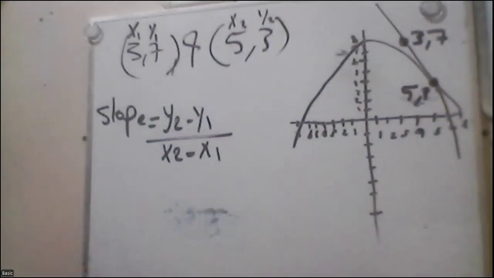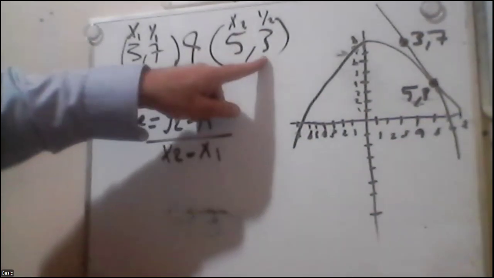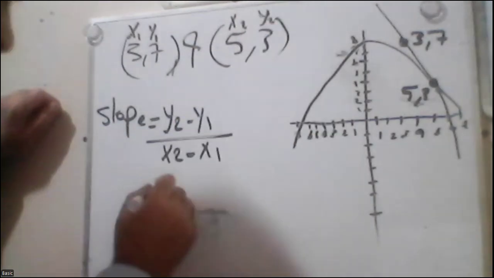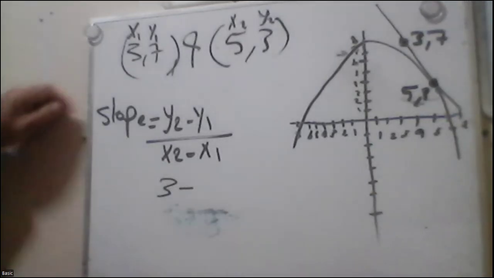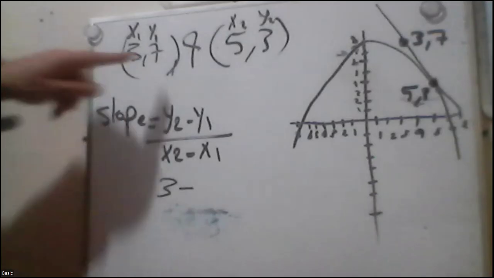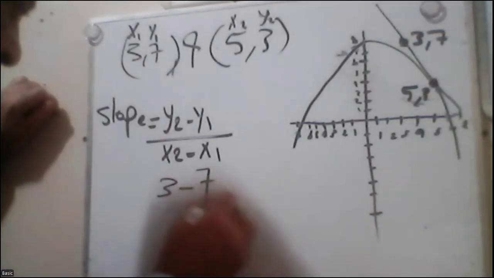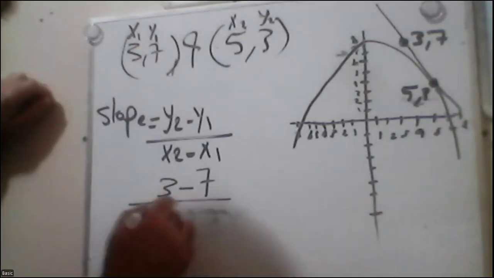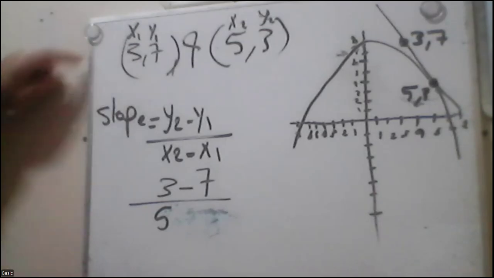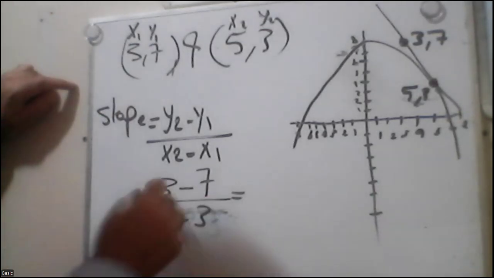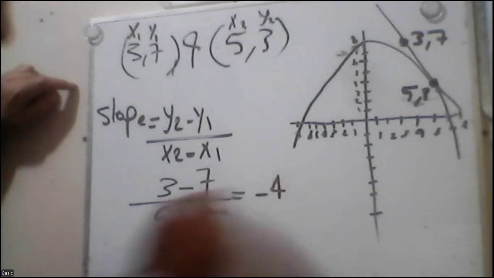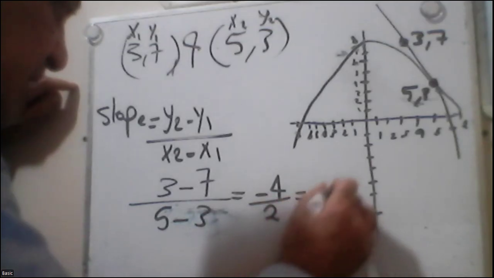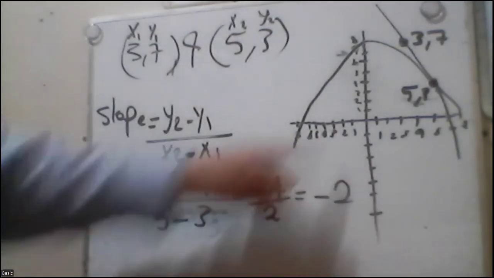So here, y2, what's the amount of y2? 3. This is y2. 3 minus y1. y1 is 7. Divided by x2, which is 5, minus x1, which is 3. So 3 minus 7 is minus 4, divided by 5 minus 3, that's 2. So it will equal minus 2. The slope will equal minus 2.